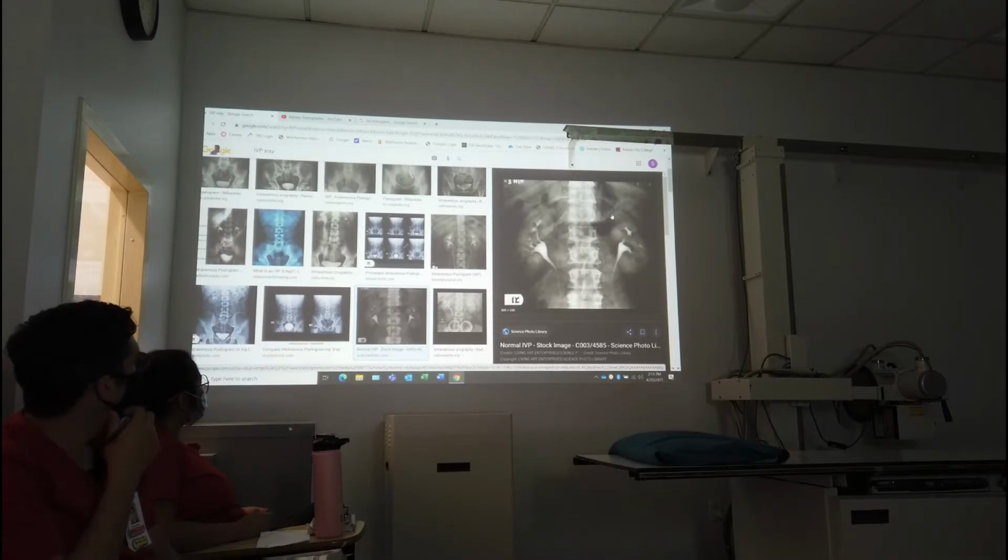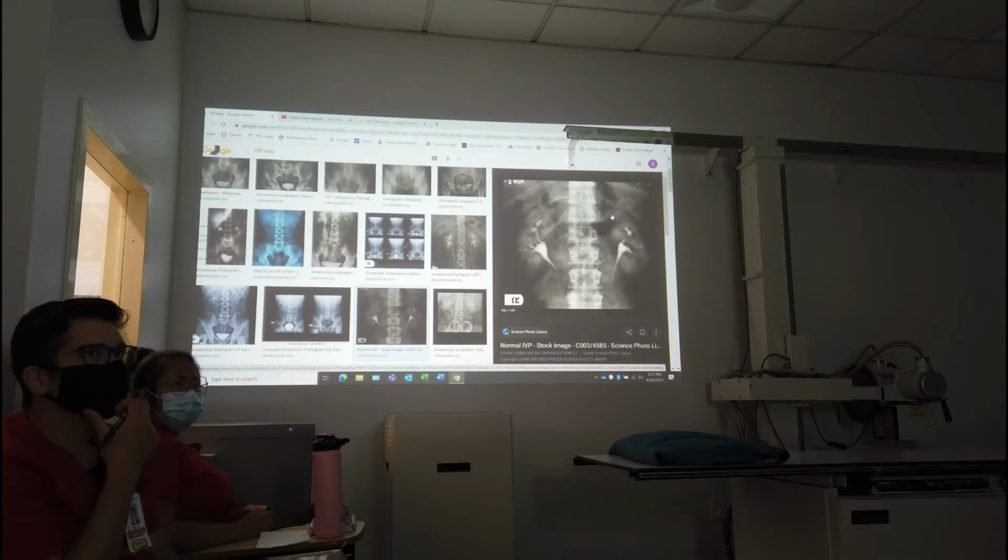And the other way you can get contrast into the urinary system is intravenously. We don't do arterial sticks. We don't pump contrast into an artery. We put it into veins.